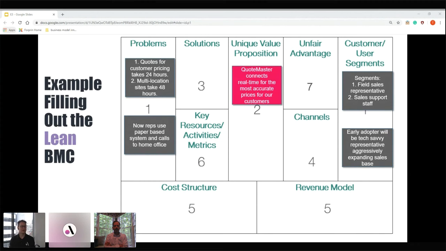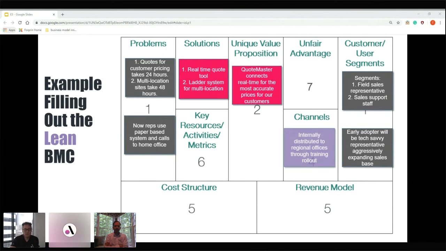Our unique value proposition. A lot of times we like to put a brand name around something, even if it doesn't require it, just to give it a more tangible feel. So we called this one Quote Master. Our UVP for this was: Quote Master connects in real time for the most accurate prices for our customers. And the solution was a real-time quote tool. It was a mobile application. And we also implemented, in terms of the jargon of the industry, a ladder system for multi-locations.